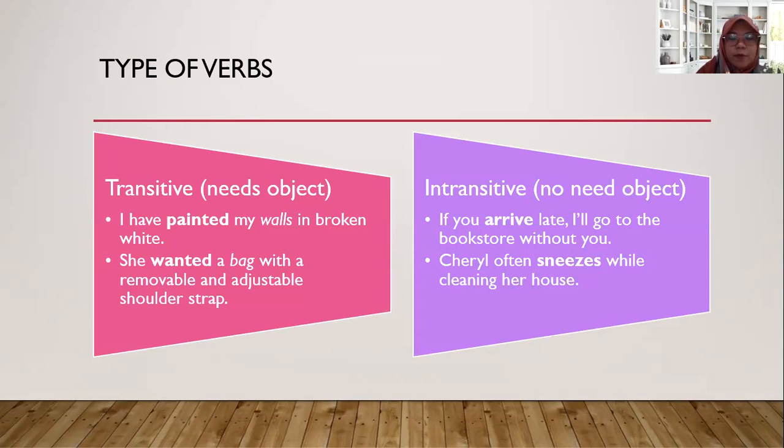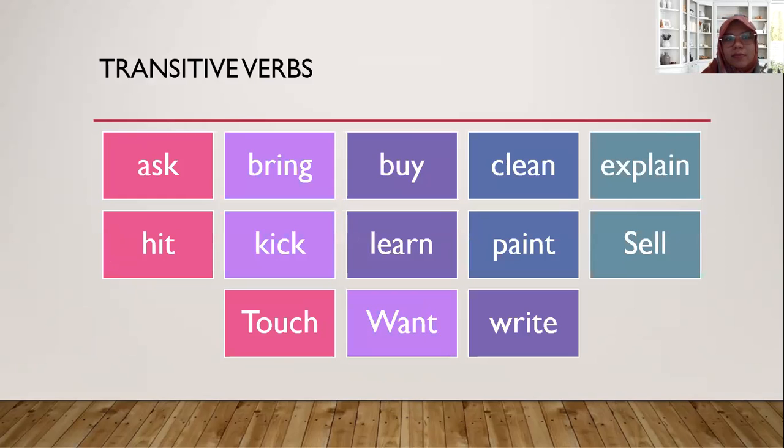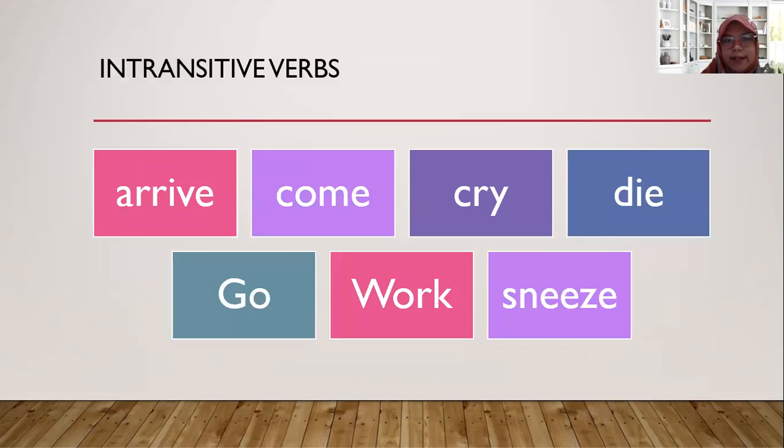And there are two types of verbs. Transitive means that the verb needs an object, and intransitive means that the verb doesn't need any object. The examples, you can read by yourself in the PowerPoint. And also this is a summary of transitive verbs: ask, bring, buy, clean, explain, hit, kick, learn, paint, sell, touch, want, write. And these are examples of intransitive verbs.